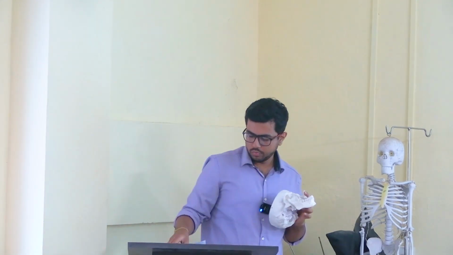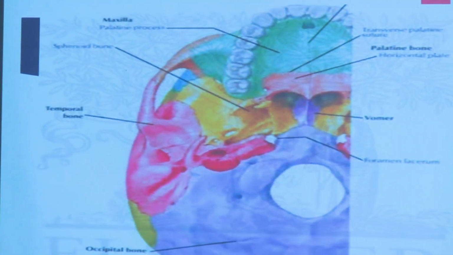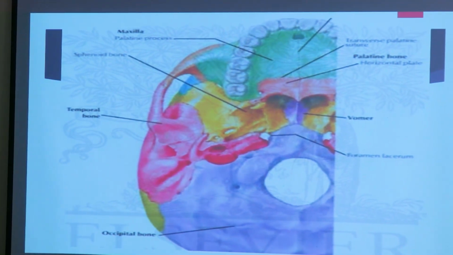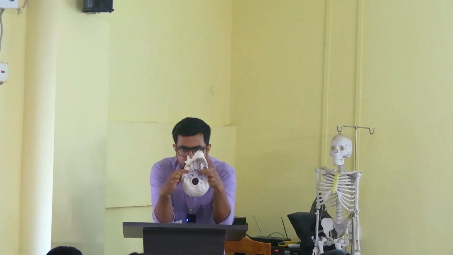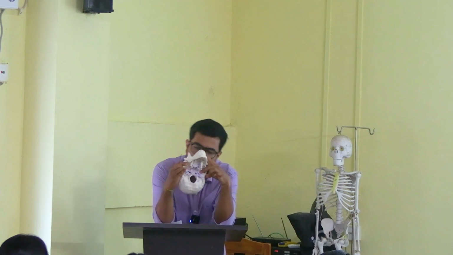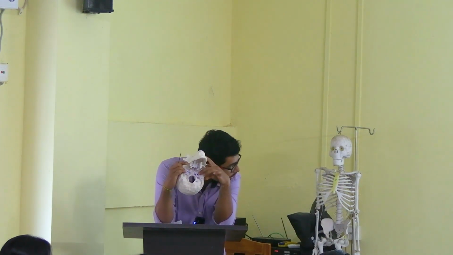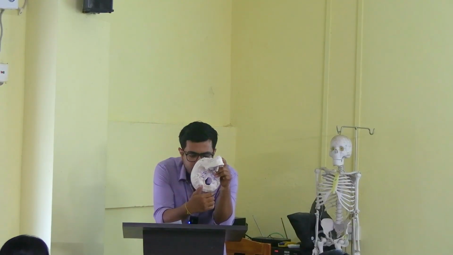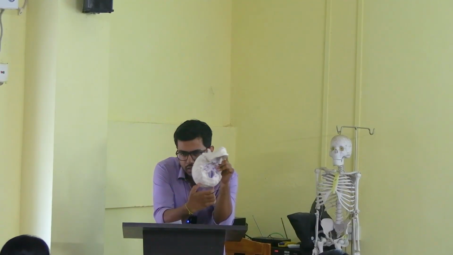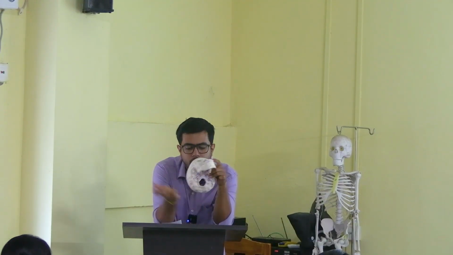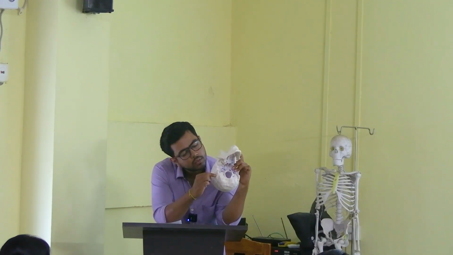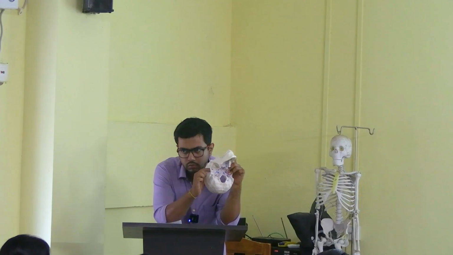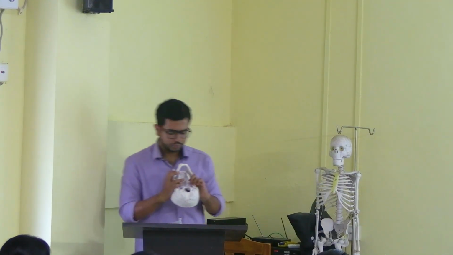So, 2 bones. Now this yellow one is the sphenoid bone, this whole yellow part. Then the posterior aspect, we see the occipital bone, this whole thing. And this is the temporal bone, this whole part is the temporal bone. These are the bones that we see.